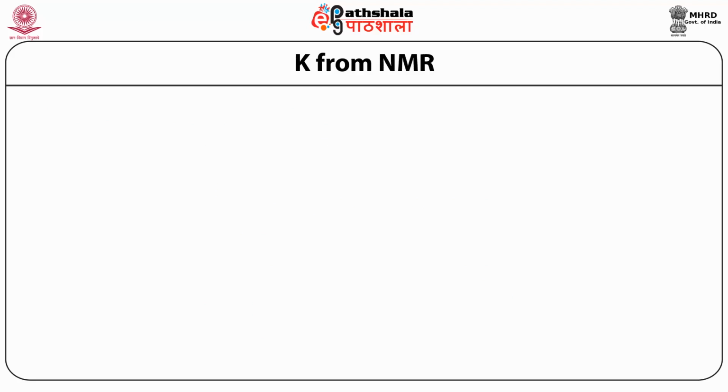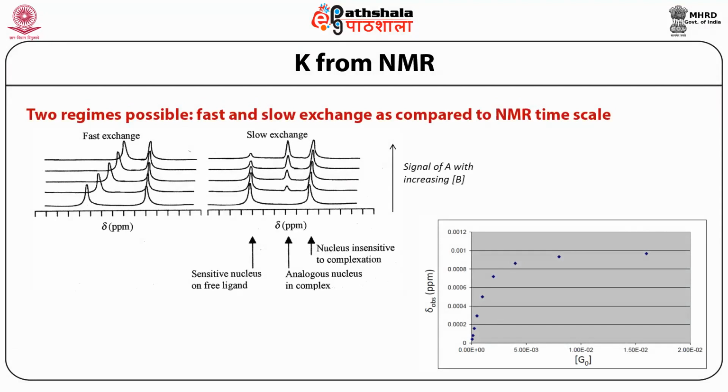If we are determining the binding constant from NMR, normally the binding process and the NMR time scale become very important. There are two possibilities. One is that the binding process is faster, that the exchange is faster than the NMR time scale, or in the other case the binding process is slower than the NMR time scale. So the right side shows the binding process slower than the NMR time scale.